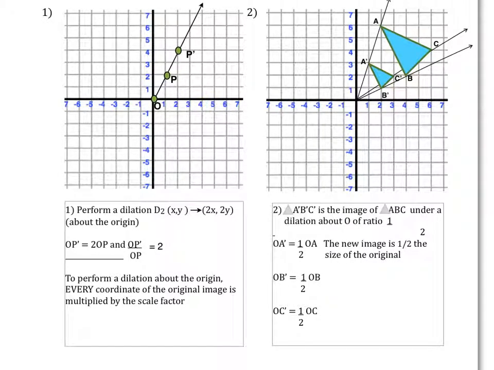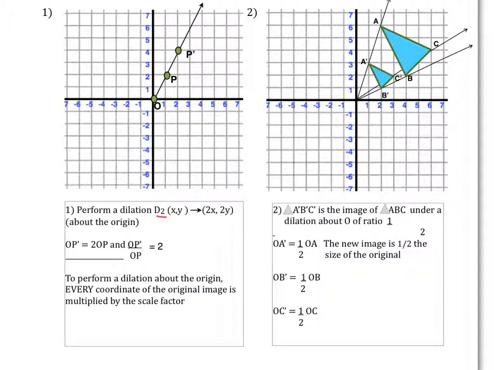In example 1, it says we are to perform a dilation with a scale factor of 2. That's what this little 2 right here means. And we're supposed to take every point x, y and map it to a new point by doing 2x and 2y. So 2 times the x coordinate and 2 times the y coordinate. So this means that our new point, P prime, will be twice as far from the center of dilation than the original point P was.